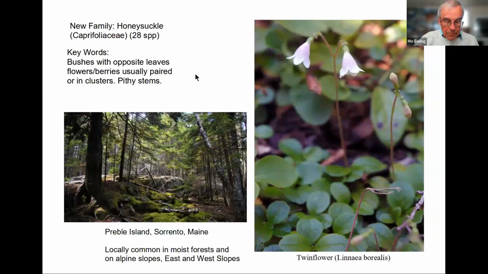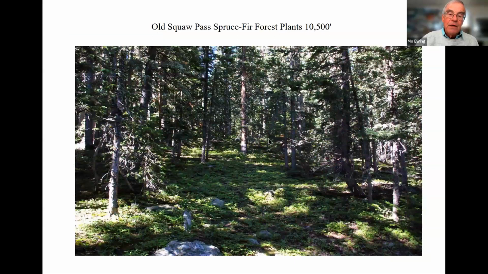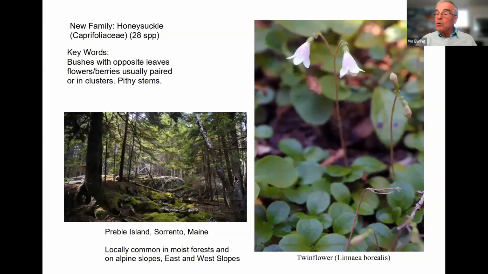The first is twin flower, Linnaea borealis. It's locally common in most forests on the subalpine slopes on the east and west slopes. And this grows on Preble Island in Maine, which is right near Acadia National Park. And this is what the forest looks like. It looks exactly like this. The forest has spruce and fir species, but the species are different. But this plant occurs there.